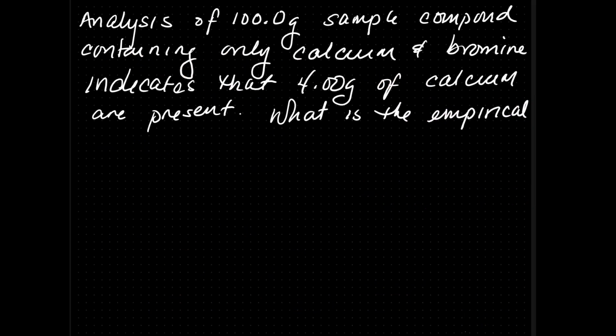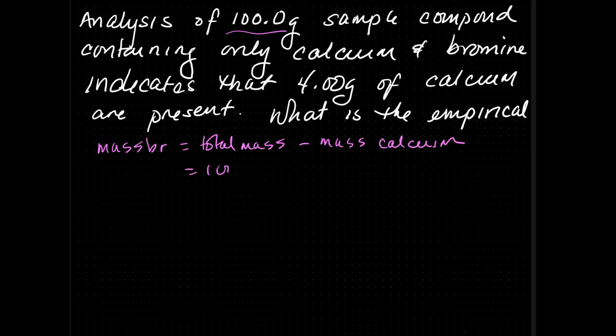Here we have the analysis of a sample. It contains calcium and bromine, and it tells you that 4 grams of the 100 grams is calcium. That means the rest must be bromine. So to find the mass of bromine, we take the total mass minus the mass of calcium. So this becomes 100 grams minus 4.00 grams. The mass of bromine is 96.00 grams. Since this is already in grams, I don't need to convert the percent into mass.